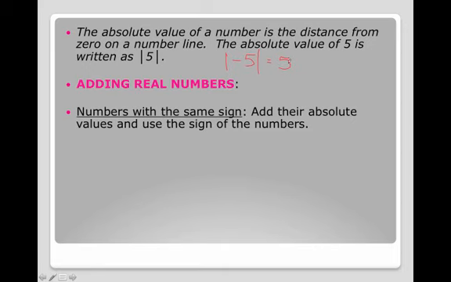Okay, so now we're talking about adding real numbers. We've got two situations. When we're adding numbers with the same sign, we add their absolute values and use the sign of the numbers.